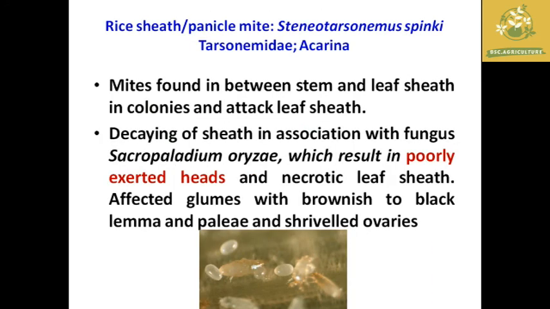And in rice sheath or panicle mite, mites are found in between the stems and leaf sheath. They colonize and attack the leaf sheath, which results in poorly extruded heads, which affects blooms and makes them brownish from black, and causes shrivelled ovaries and leaf structures.